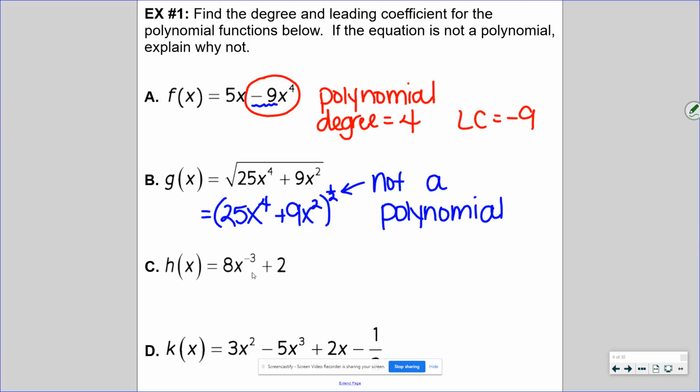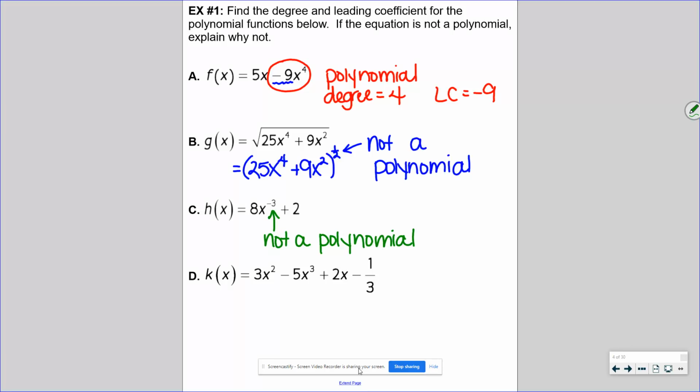Example C, I see an exponent that is negative, and that is not allowed for a polynomial term. So this is another one that is not classified as a polynomial. And then the last example, I do have exponents. They all appear to be positive counting numbers and integers. I do have a fraction, but it's not an exponent, so that's okay. So this is a polynomial, for example D.